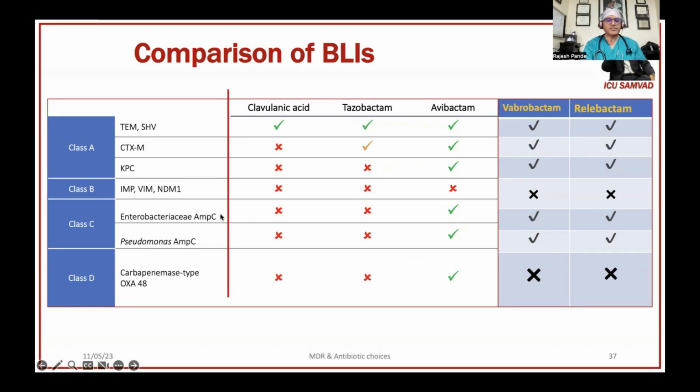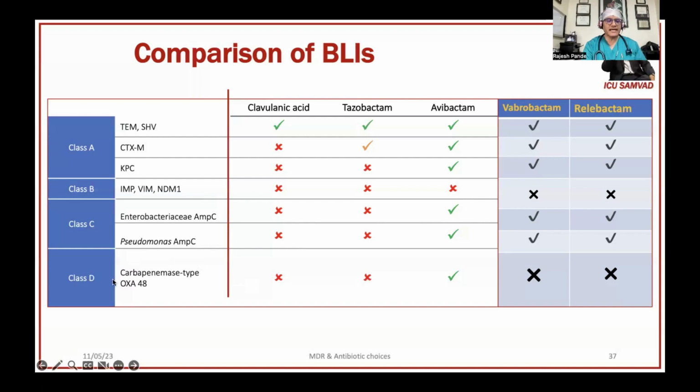Class C, AmpC producing Enterobacterales. Again, all the newer BLIs, Avibactam, Vaborbactam, and Relebactam are effective. Pseudomonas, the AmpC producing Pseudomonas, again, all three are effective, but not the traditional Tazobactam and clavulanic acid.